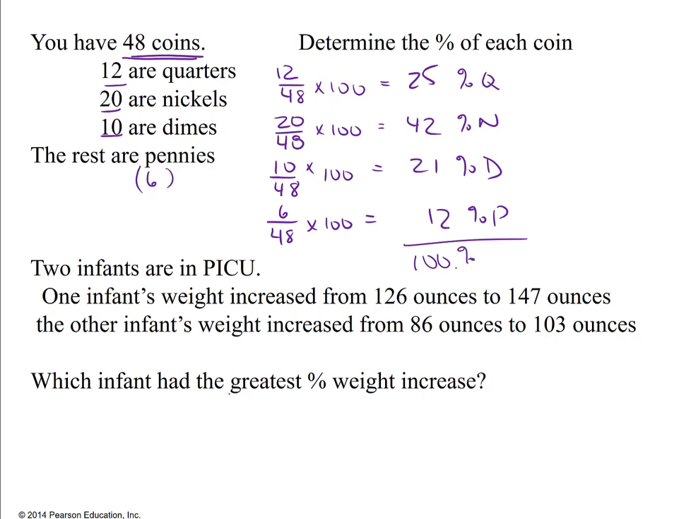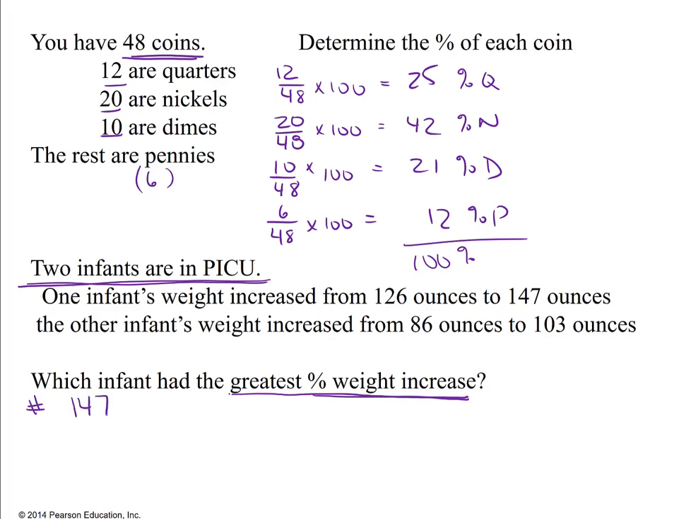So here's one in relationship to medical care. You have two infants in the perinatal ICU. One infant's weight increases from 126 ounces to 147 ounces. The other infant's weight increases from 86 to 103. So you ask yourself, okay, one's a little bigger, one's really a lot smaller, and they've both gained weight, but what is their greatest percent weight increase? So this is asking, how much of a change have they had? A change in weight requires that you subtract.